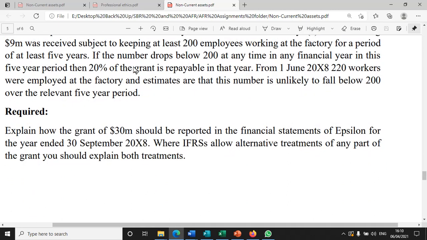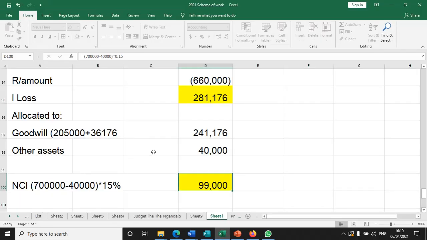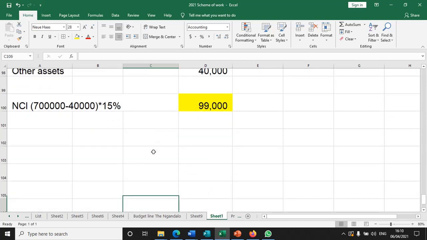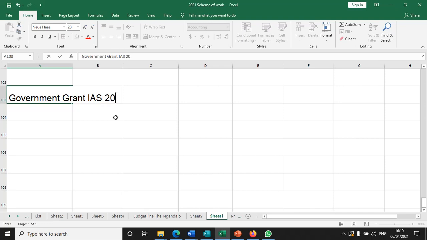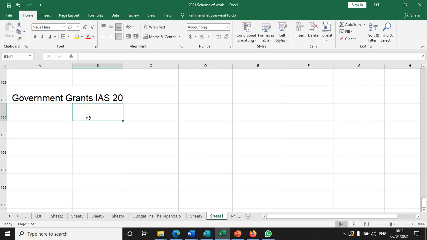The requirement is: how do we explain the components of the grant? How do we explain how the grant of 30 million should be reported in the FS? All right. So a little bit of background again. Government grants refers to assistance that the government gives us in exchange for compliance with conditions. And of course, government grants fall under IAS 20. So it's very important for us to be a little bit ahead when it comes to the issues of government grants.